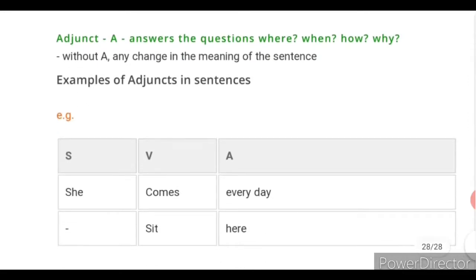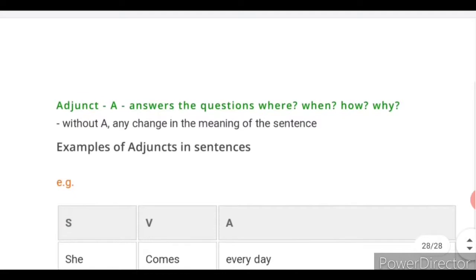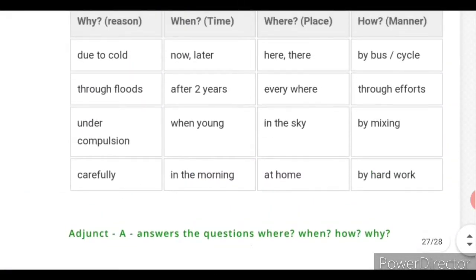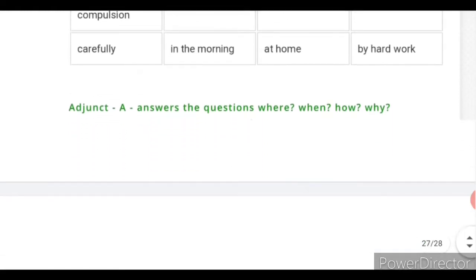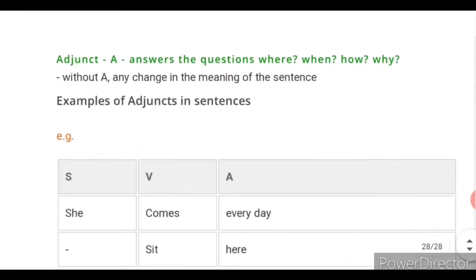Adjunct, A, answers the question where, when, how, why. Without A, is there any change in the meaning of the sentence? So let us see. SVA: she comes every day. I told you, no. Here we are supposed to apply the question, every day I have given. So when does she come? I am getting the answer for when. She comes every day. So you can underline and write it as the adjunct, adverbial.